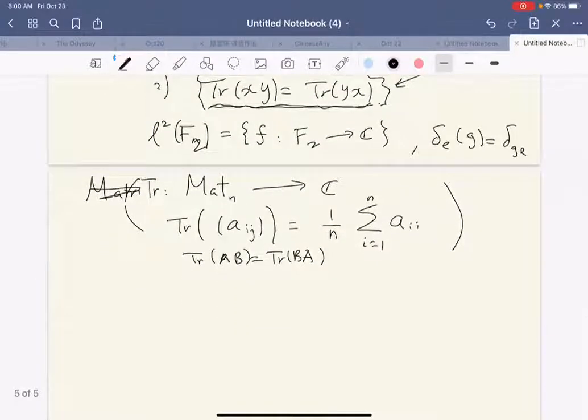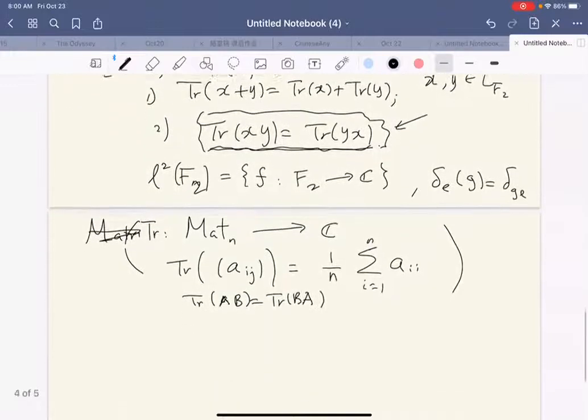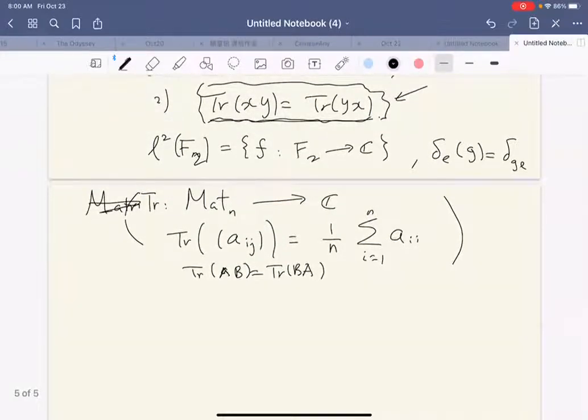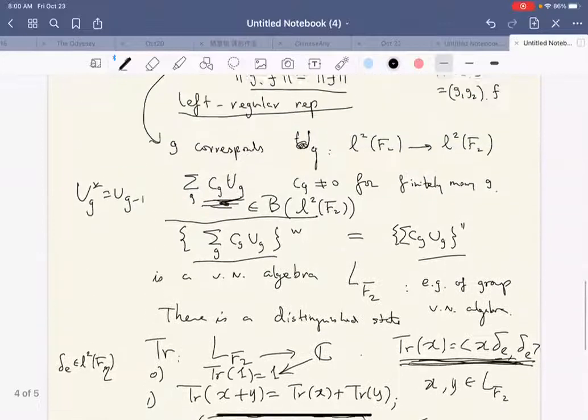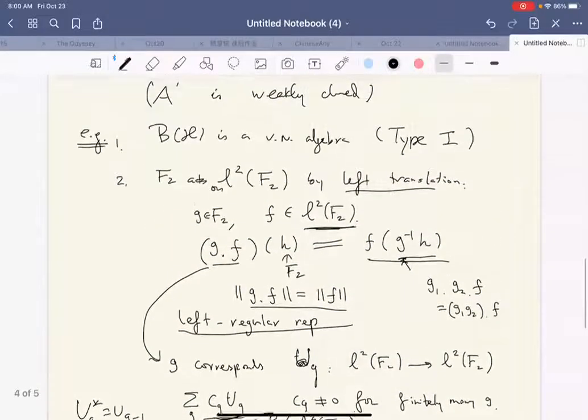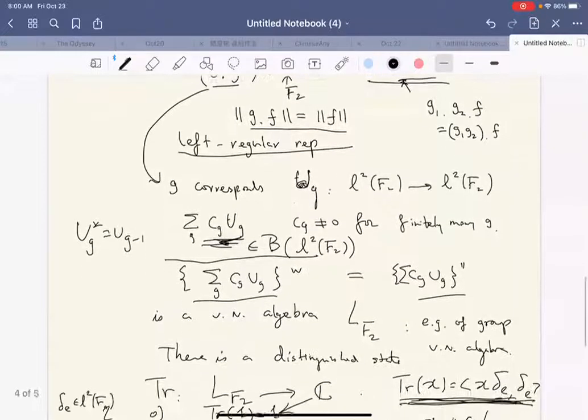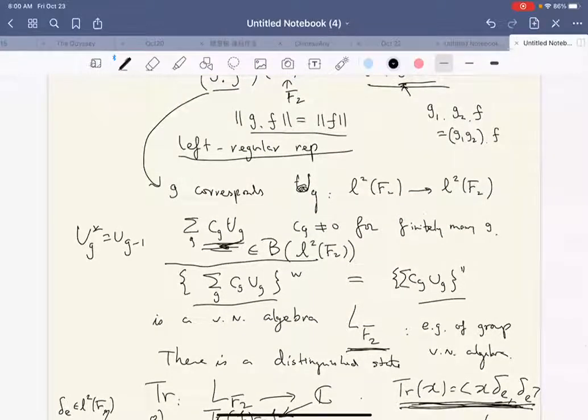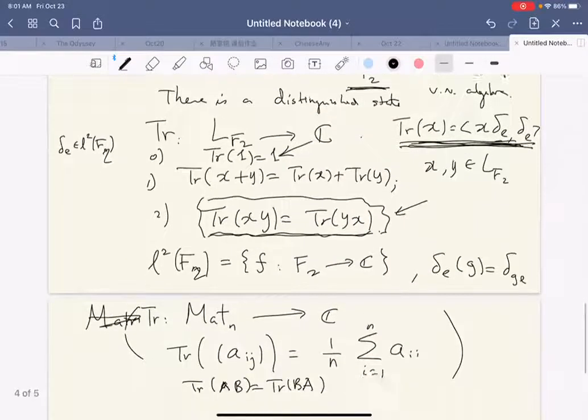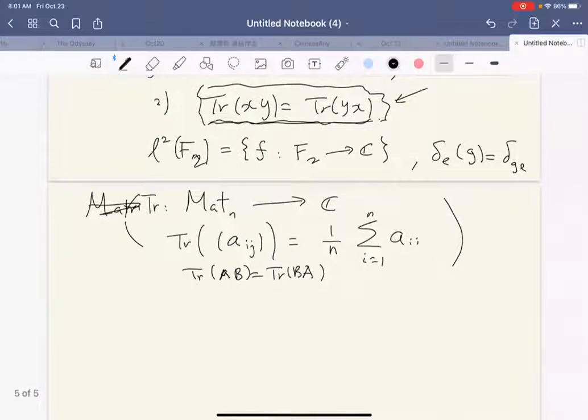Here's a fun exercise, probably slightly harder. I have given you two examples of von Neumann algebras. We start with B(H), and then I claim there's another von Neumann algebra. But there's no guarantee that these two von Neumann algebras are different. So here's a fun thing: let's show that L(F2) is not the same as B(H).